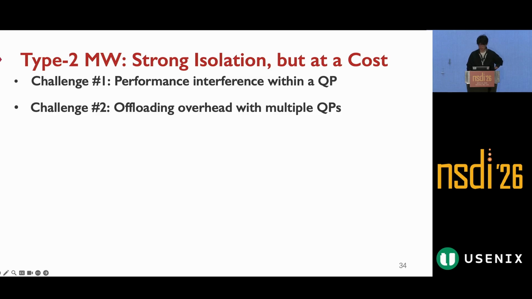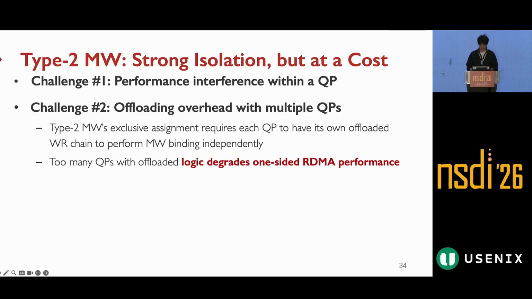The second challenge is offloading overhead with multiple QPs. Because type 2 memory windows require each QP to independently perform the memory window binding operation, each QP needs its own offloaded logic. However, we discovered and confirmed with NVIDIA engineers that having too many QPs with offloaded logic can actually degrade the performance of one-sided RDMA.